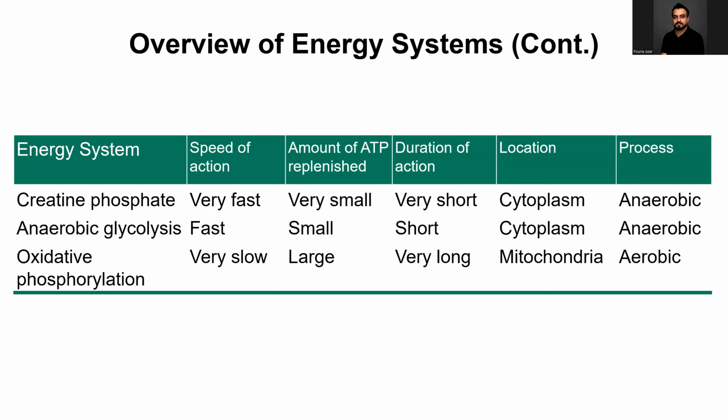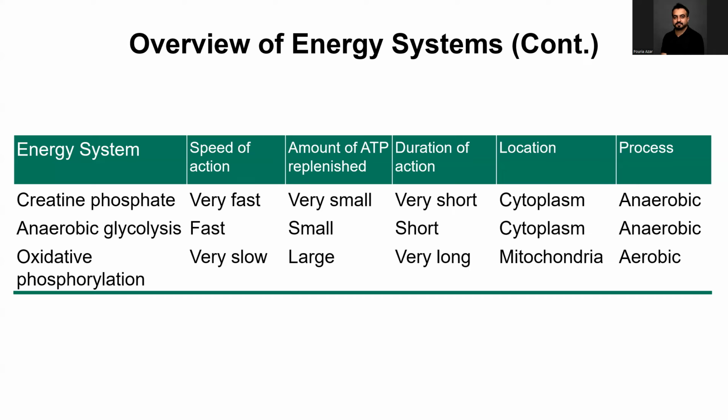And for the anaerobic glycolysis, it's faster than creatine phosphate energy system. The amount of ATP replenished is small versus very small for creatine phosphate. The duration of action is short, and again, location is the cytoplasm of cells, and it's anaerobic. Again, without oxygen. It happens without oxygen.